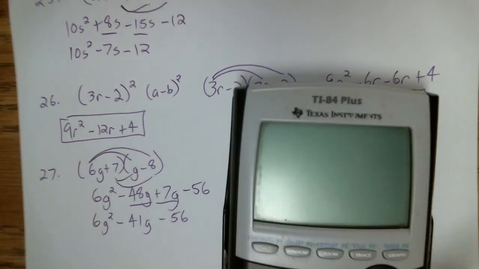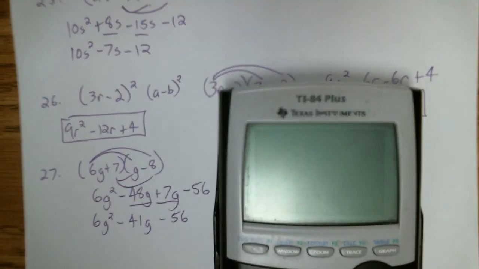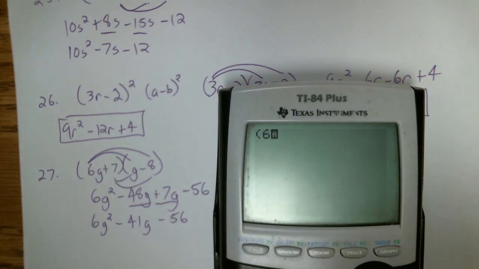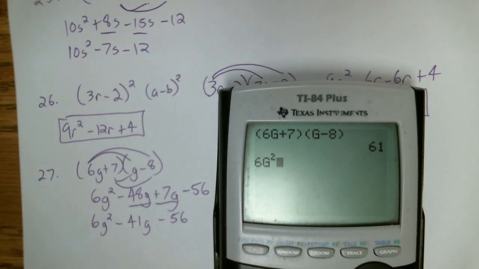Let's check that one real quick. Parentheses 6g plus 7 close parentheses, open parentheses g minus 8 close parentheses. Get a number. Okay, fine. Our answer is 6g squared minus 41g minus 56. Bam, they match. Move on to the next problem.